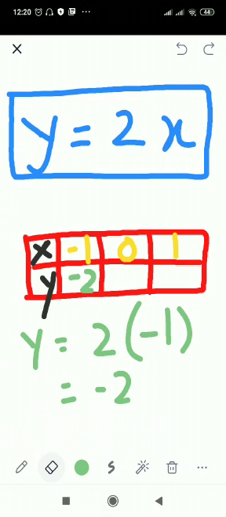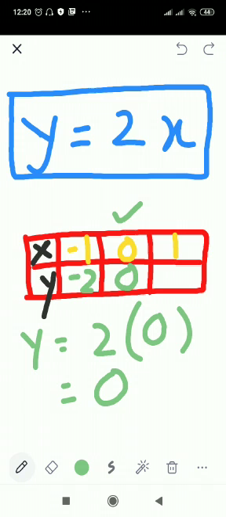Then next, for the next y value, you're going to remove this one and find the next y value. For the next y value, we will take the next x value, 0. So 2 times 0 is 0. You're going to write down y equals 0. Then we find the third value, where x is 1, so you're going to put 1 here, and 2 times 1 is 2. So the third value you have got is 2. Now these are the coordinate pairs you have got: (-1, -2), (0, 0), and (1, 2).